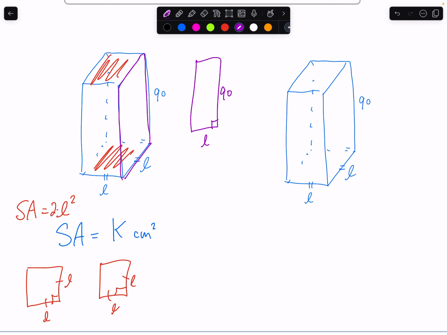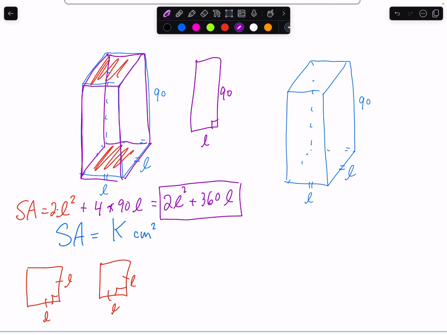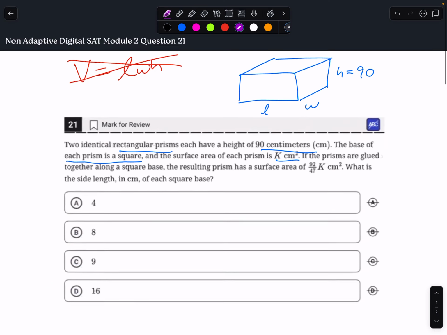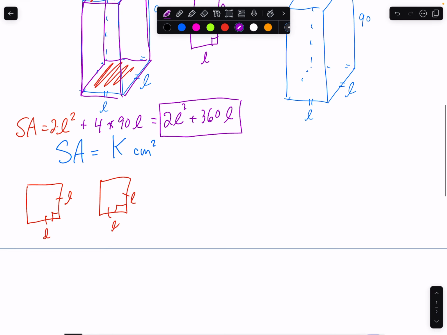You've got the left, the front, the right, apparently I'm inverted in my brain, and the back. So there are four rectangles, length times width. That'd be 90 times L. Now, if you want, we can clean this up a little bit. That's 2L squared plus 360L. That's the surface area of one of our rectangular prisms. So that's also K, just for reference, okay?